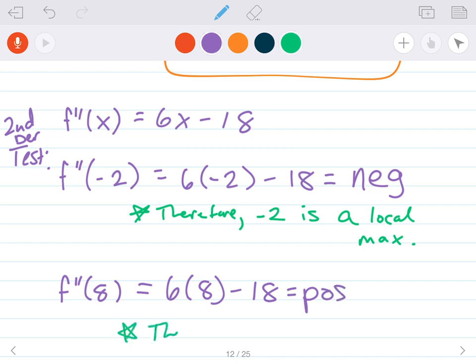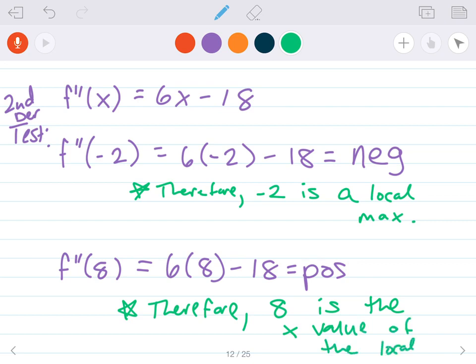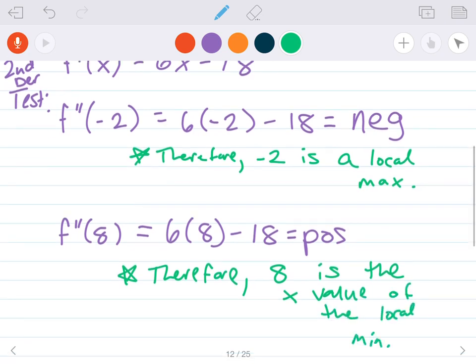Therefore, and I'm kind of being sloppy with my language here because -2 isn't technically the local max. It's the x value of the local max. We really refer to the y value as the local max, but anyway, I'm being a little sloppy here, but maybe we should just say the x value of the local min, because it's positive. Okay.